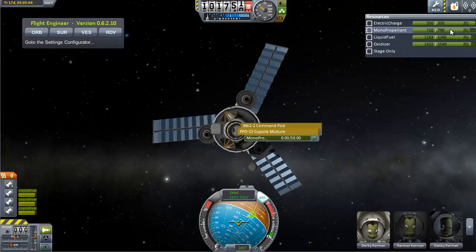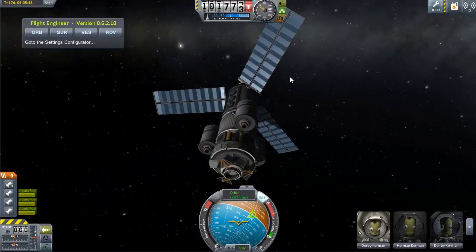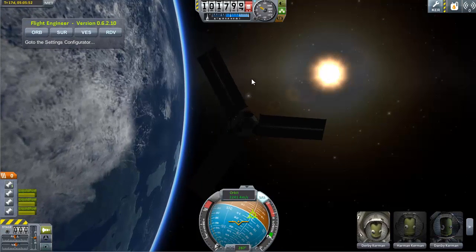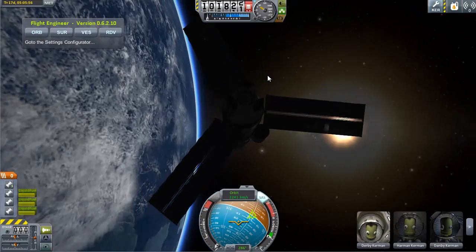I do have quite a lot of monopropellant left, so I can actually use this station for various things such as orbiting around different planets. I can possibly even reach the moon and possibly even land on the moon. And definitely can land on Minimus and come back from Minimus as well.